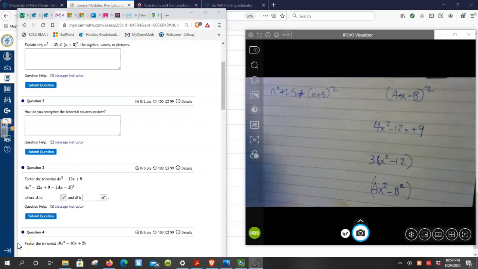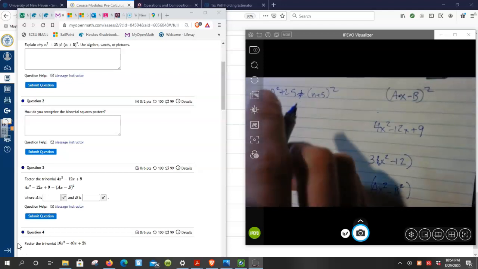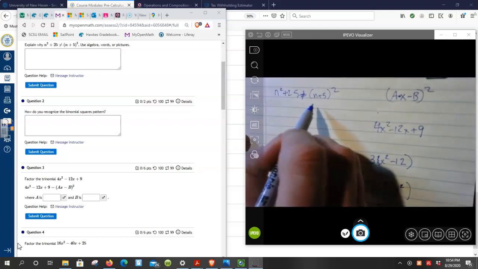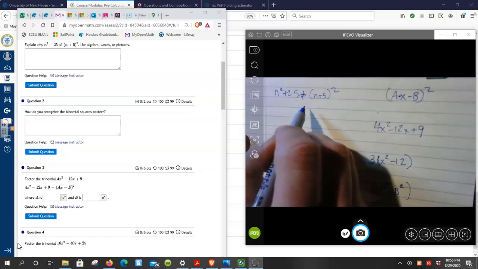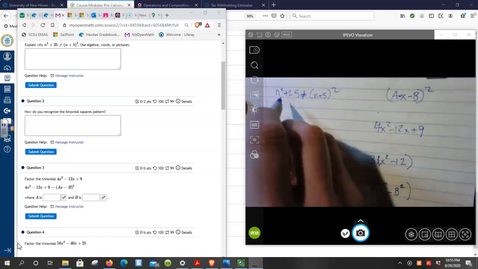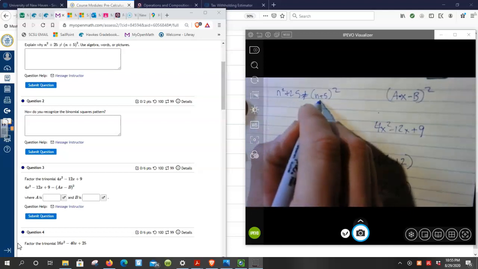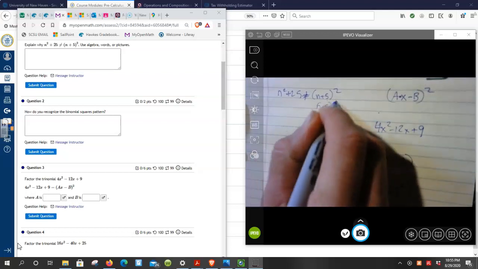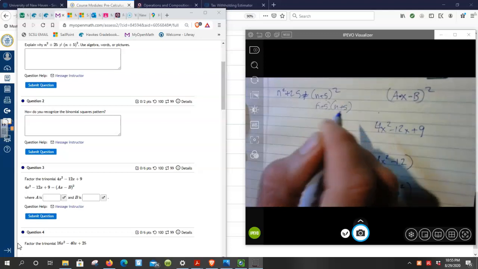All right, we're here today to talk about sections 6.3 and 6.5. The first type of homework question looks like this, where they're asking whether or not these are true. Well, on the left side, you have n squared plus 25. Over here, you're squaring this binomial. So if you had n plus 5 squared, that really means n plus 5 times n plus 5.